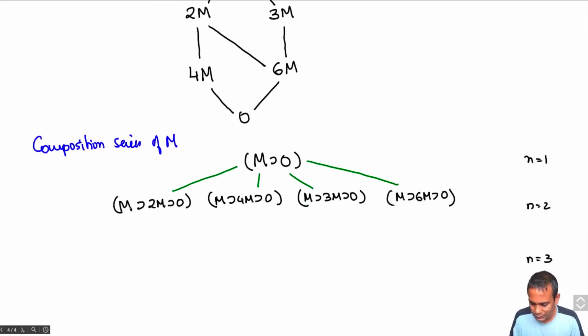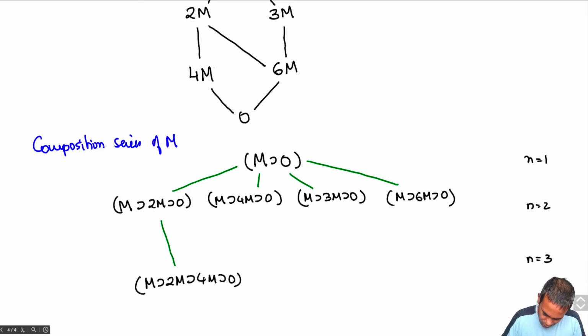So this composition series M contains 2M contains 0 can be refined by adding a term 4M. So here we have M contains 2M contains 4M contains 0. This is certainly a refinement of this composition series, but it is also a refinement of this composition series. Okay, now how can we refine M contains 3M contains 0?